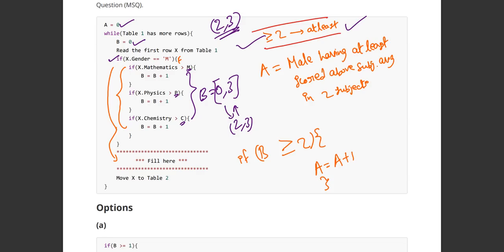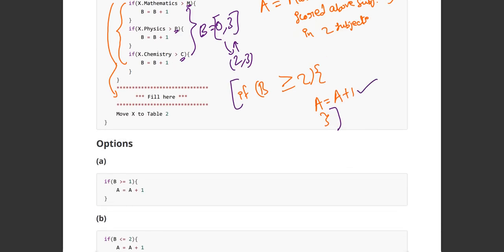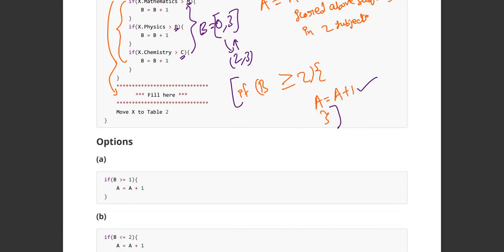So now coming to the perfect code, it should be this. If B greater than or equal to 2, then A is equal to A plus 1. This is the actual criteria and the actual condition and the actual line that has to be kept here. But let us check if the same is there or not. If you observe B greater than or equal to 1, here there is 1 as well. So 1, 2, 3 will all be taken into consideration, but we want only the students with 2 and 3. Therefore this is a wrong option.